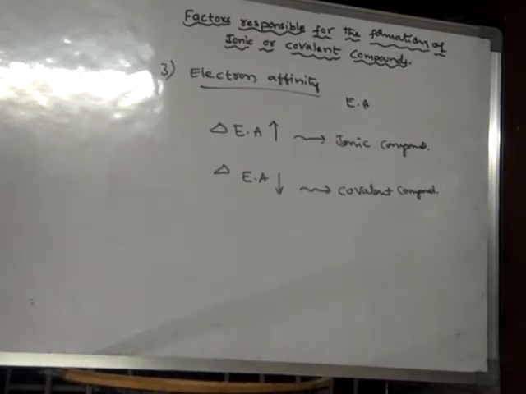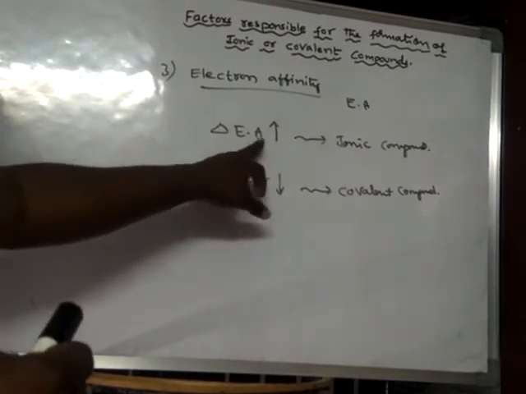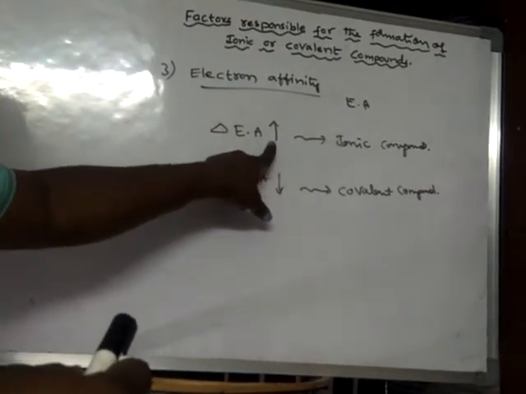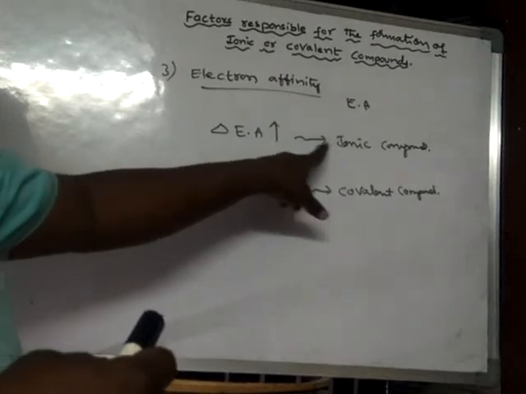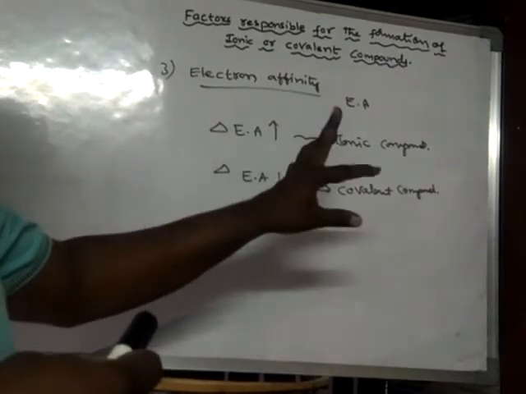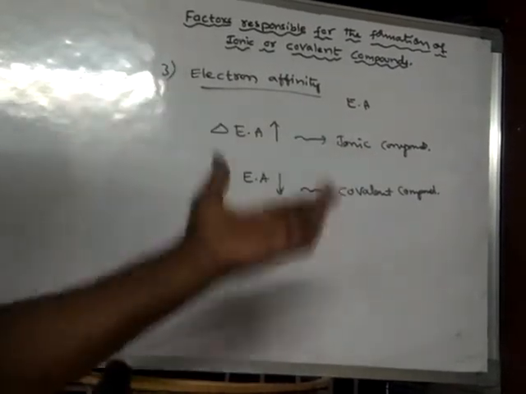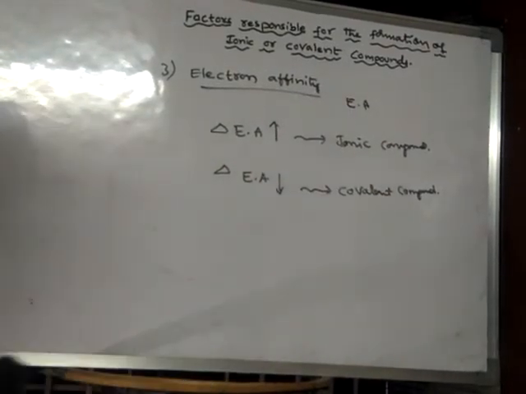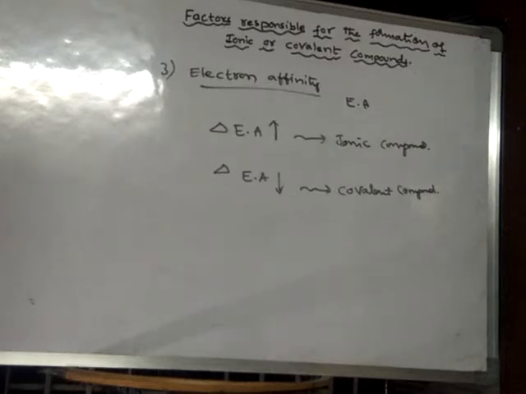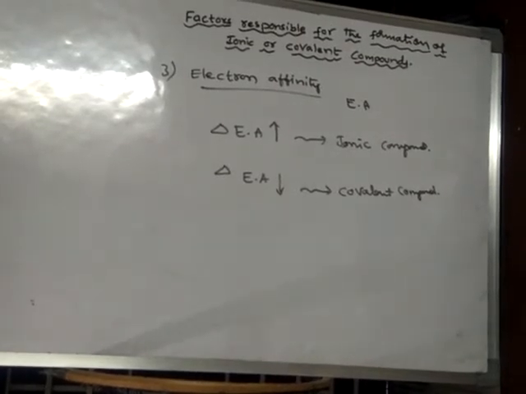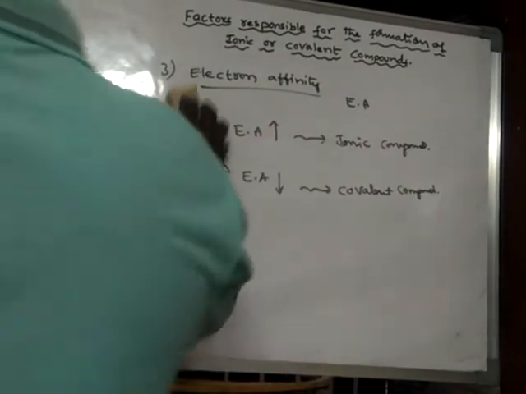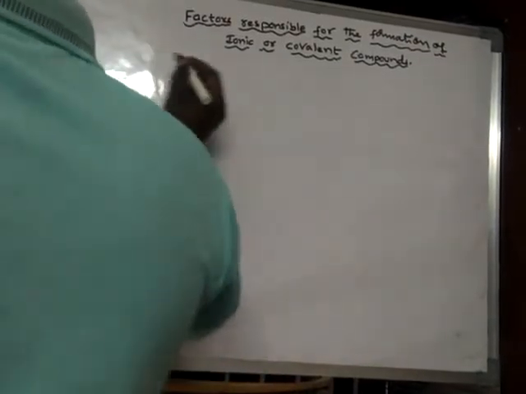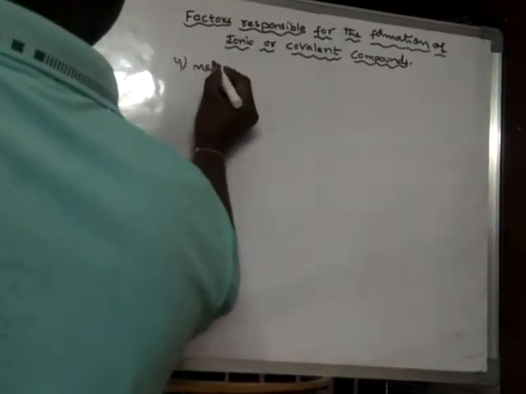So like that. That means it's the difference in the electron affinity of the combining atoms. If it is more, if it increases, then those two atoms or else two or more atoms form ionic compound. So in this way, electron affinity is also another factor. Next factor is metallic and non-metallic character. So fourth factor is metallic and non-metallic character.